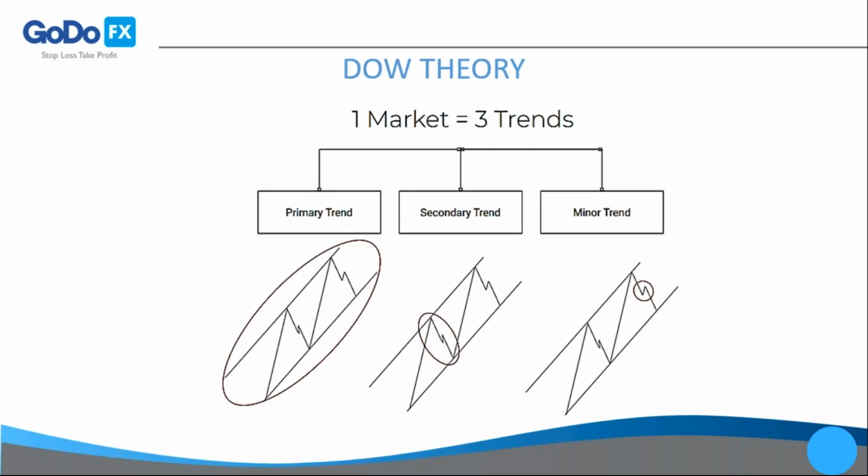And we have the Dow theory, which suggests that we have three trends within the market. We see a big bullish trend. The price went up. Within this trend, we have a small bearish one in which the price goes down. And within the secondary trend, we have a minor trend, which is bullish in this case.